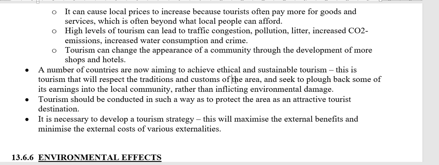A number of countries now, and as I said, we're going to talk about it at the end of this chapter, want to achieve ethical and sustainable tourism. What is ethical is tourism that will respect the traditions and customs of the area. So they're not looking towards changing the local community's traditions and customs. It is about respecting our local traditions and customs. And we are looking to plow back some of its earnings into the local community rather than inflicting environmental damage. So we want local communities and the environment and everything to benefit from tourism. In other words, we want to increase the benefits of tourism and try and eliminate the negative externalities that come as a result of tourism.